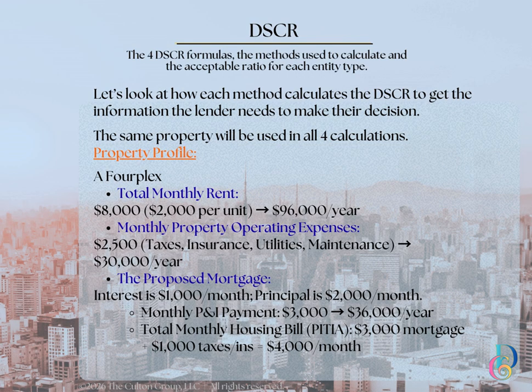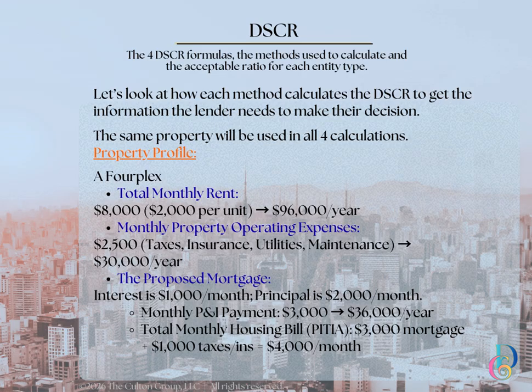The proposed mortgage: the interest is $1,000 a month, and the principal is $2,000 per month. Okay, principal is $2,000 a month. The interest is $1,000 a month. So the monthly payment is $3,000. The P&I is $3,000, which annualized is $36,000 a year.